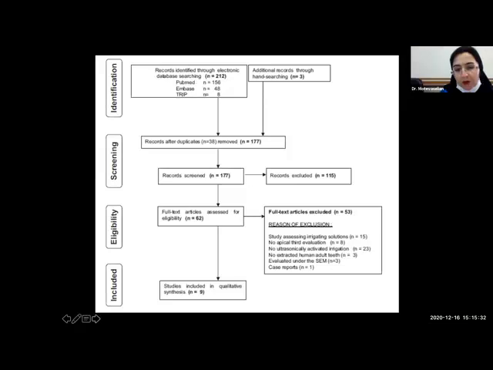And another attendee has asked, can we use Cochrane database for literature research? Yeah, you can use that. That's what I said. Any database is okay. Any database. Yeah. Thank you.